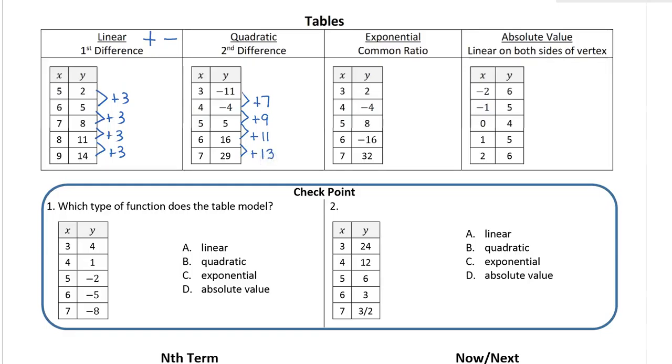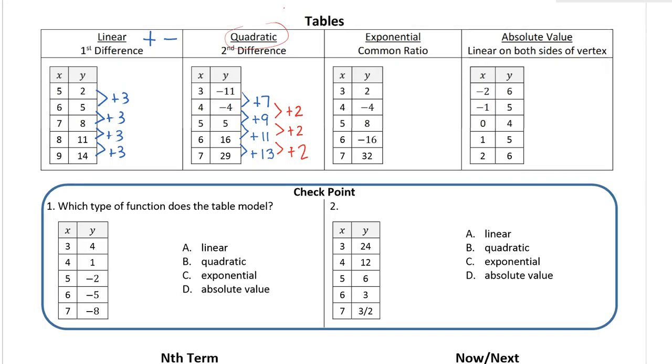So you can see we are not adding the same thing every time, but if we look for a second difference, we can see that now we are adding 2, and adding 2. So this is a second difference, so this table represents a quadratic function.